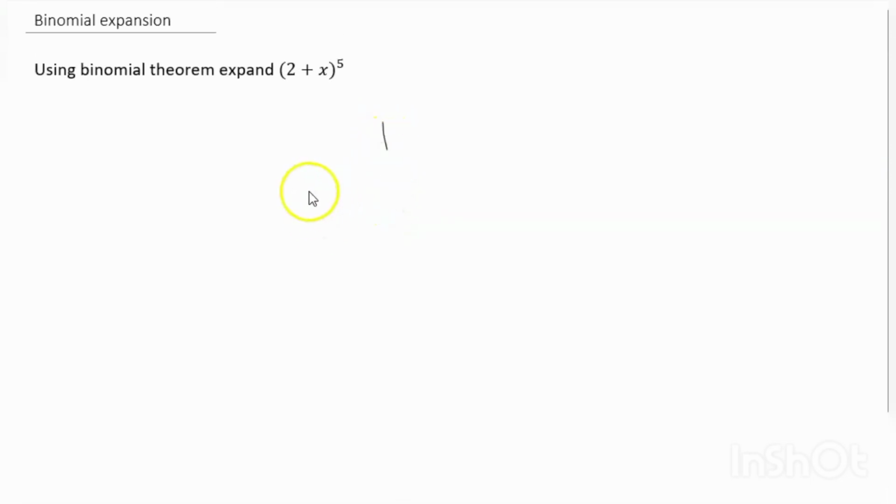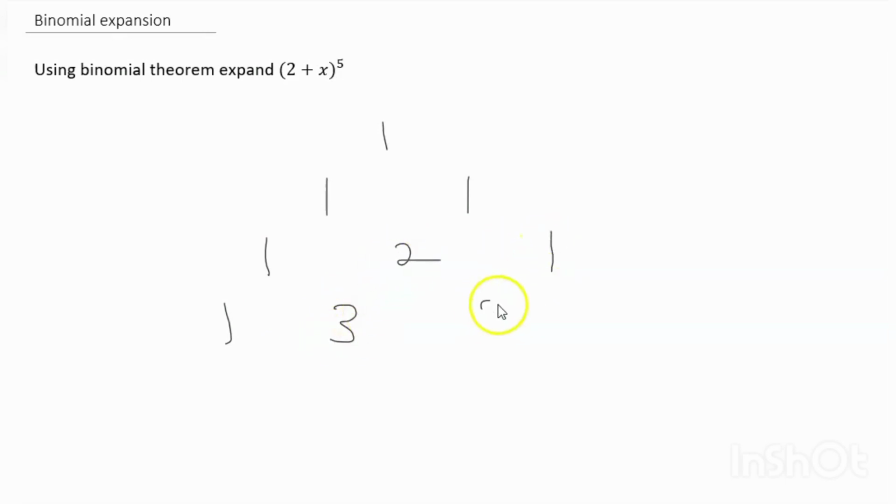So we have 1. Then remember we have a 1 at the start and a 1 at the end. Then in between, we just add what is there. 1 plus 1 is 2. And we have a 1 at the end. So we have a 1 at the start. 1 plus 2 is 3. 2 plus 1 is 3.